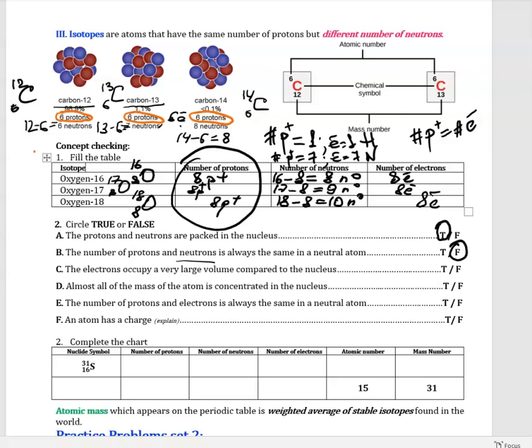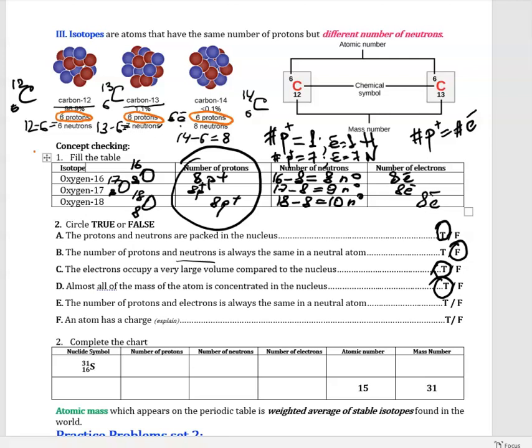The electrons occupy a very large volume compared to the nucleus. Yes, it is true. If we imagine that our electron is like a football, then our atom is like a football field, so much bigger. So it is true. Almost all of the mass of the atom is concentrated in the nucleus. Yes, it is true too, because the mass of electrons is almost negligible, very small.